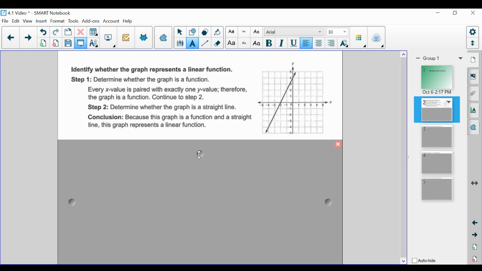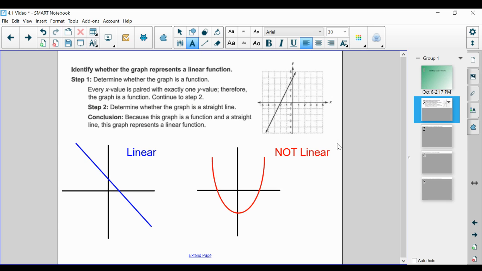So the graph depicted is a straight line, and again, that is a function because it passes the vertical line test. I want to go through two more quick examples for you. Over on the left, we have an example of a linear function. It passes the vertical line test and it is a straight line. Over on the right, written in red, that is not linear. That is actually what we call a parabola. That's going to be a representation of a quadratic function, which is not going to be linear.